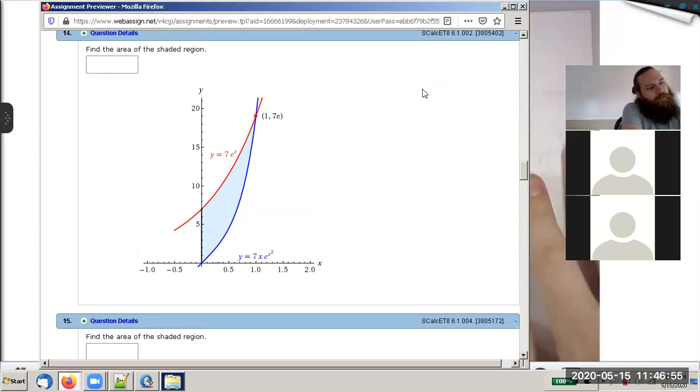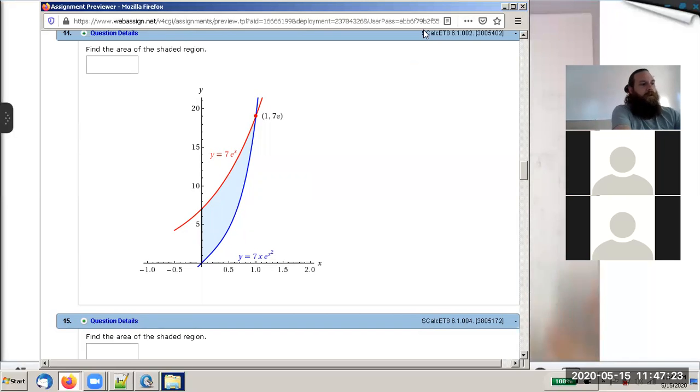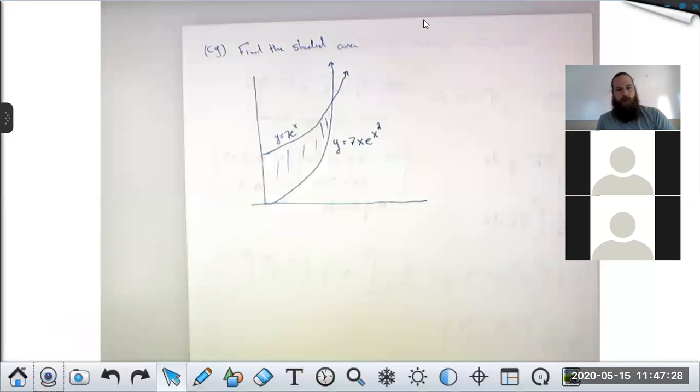And they give us a graph. Just to give a quick sketch of this: one of them looks like this, and the other one looks like this. We're told this is y equals 7e to the x. We're told this is y equals 7 times x times e to the x squared. And we want to find the shaded area. So coming back to the doc cam, this is what we want to do.